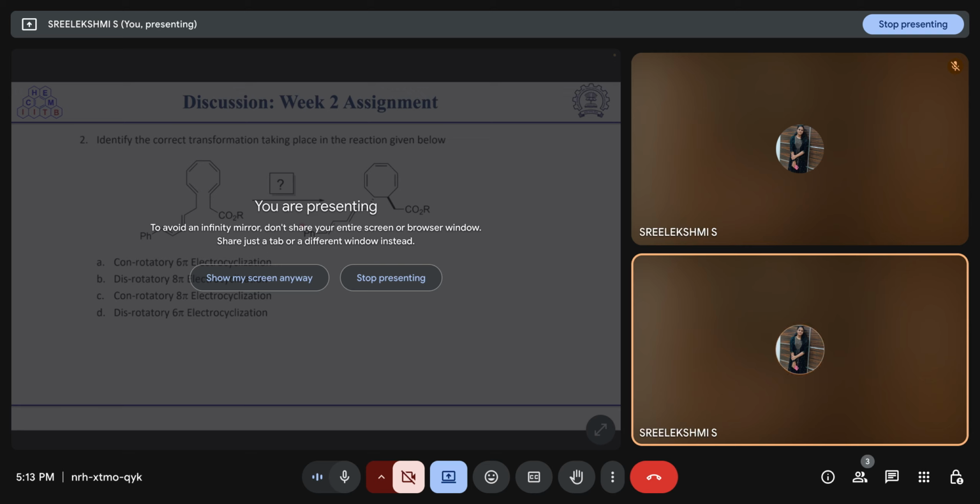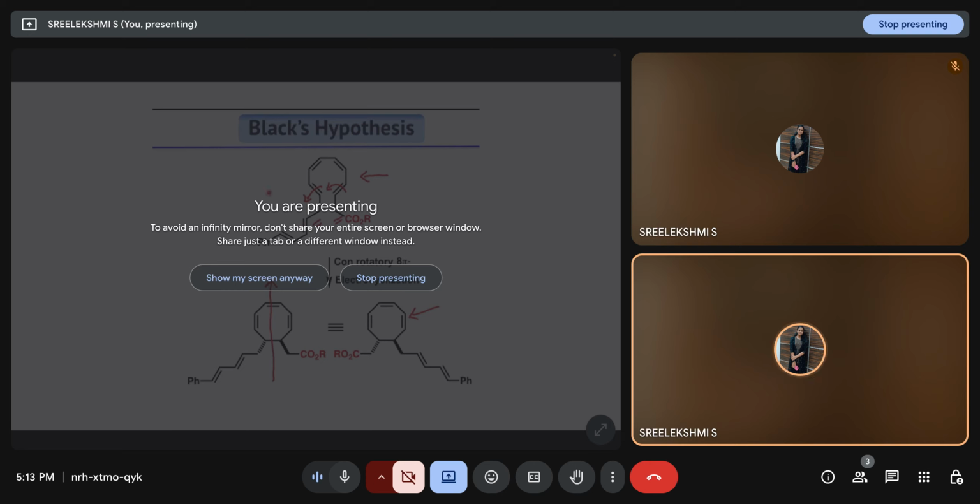So here, as we have discussed earlier, this is an example for conrotatory 8 pi electrocyclization. Here conrotation means this will shift to here and this will rotate to here and the cyclization will happen. As we can see, both of these groups will be in the opposite phase because this is rotating here and this is coming here, so this will go below and this will come above. So this is an example for conrotatory 8 pi electrocyclization.